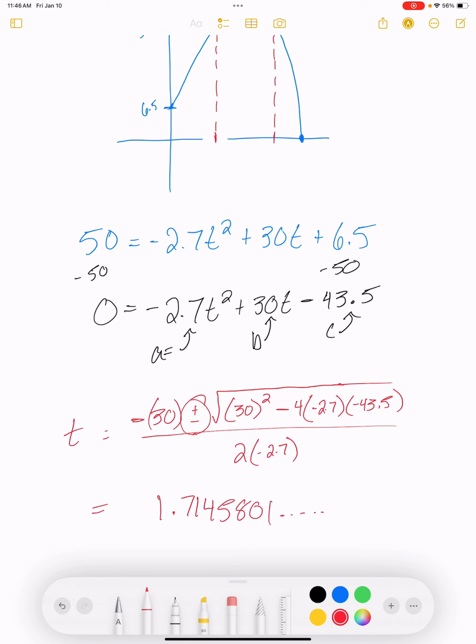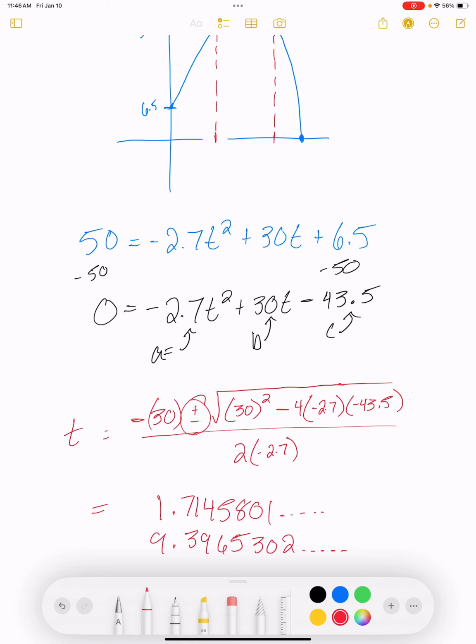And then there's the minus one. So I'm going to scroll back up, capture that same expression, and change the sign right in front of the square root to minus. And then I get 9.3965302.